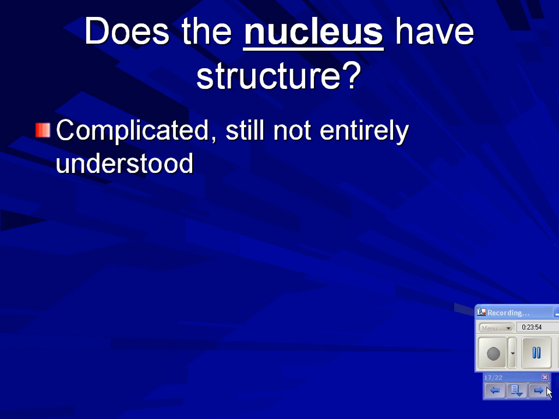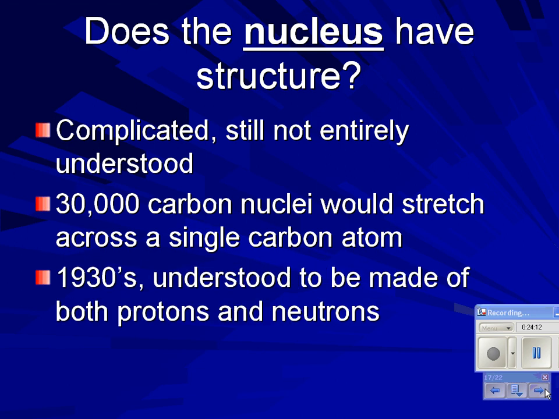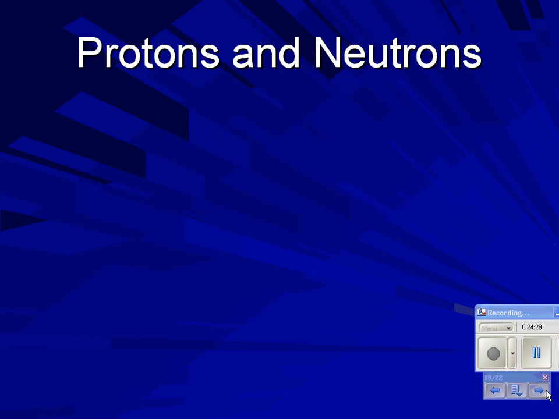And just to give you an idea why, the nucleus is so small and so powerful. Basically about 30,000 carbon nuclei would stretch across a single carbon atom. Again, the nucleus is tens of thousands of times smaller in size than the entire atom itself. By about the 1930s, they started to understand that there are these things called protons and neutrons. The protons were discovered relatively easily. Neutrons were much harder to discover because they aren't charged, right? And so you can't use electric forces to try to detect them. It was a pretty complicated experiment.